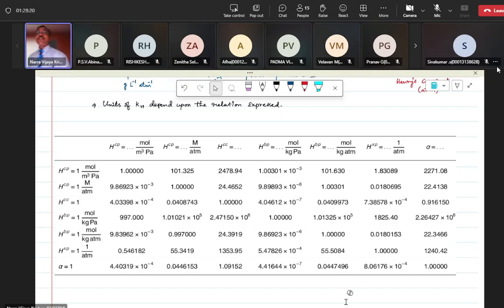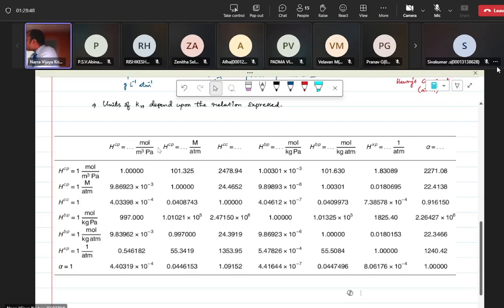Different units are there or not? Based upon the type of unit you have taken, its value changes. Observe the meaning of this table. What is Henry's constant value if units is moles per meter cube per Pascal? Means indirectly moles per liter per atmosphere. Correct? Instead of Pascal, I can use atmosphere, right?